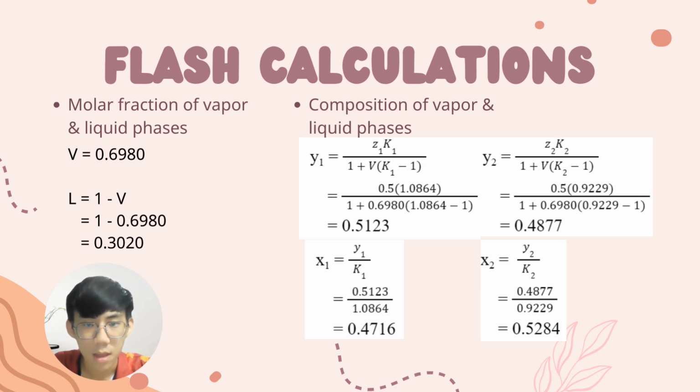For X1 and X2, the equations used are X1 equals Y1 divided by K1, and the same goes for X2 by using Y2 and K2. X1 will be equal to 0.4716 and X2 will be 0.5284.